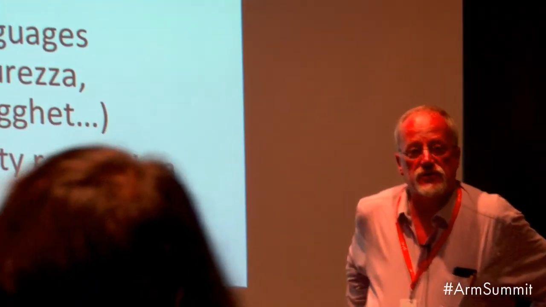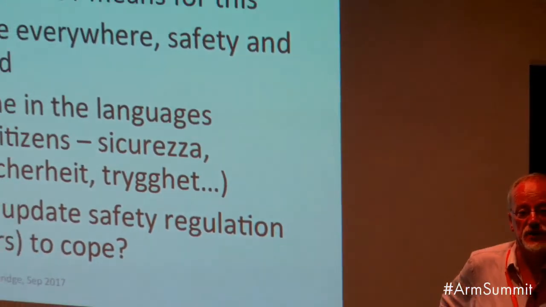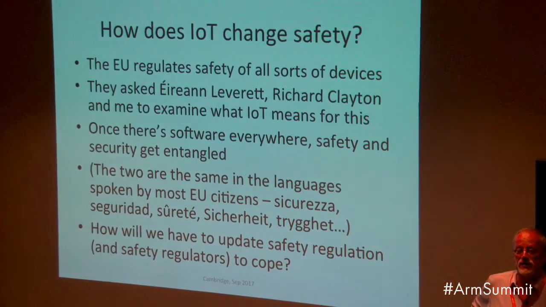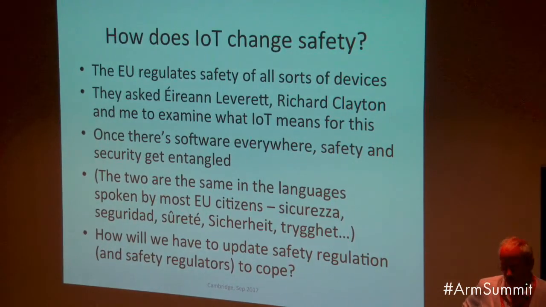Because the European Union regulates the safety of all sorts of devices. There's over a dozen different verticals with rich, deep regulatory regimes that have evolved over many decades. And last year, the European Union asked two colleagues and me, Eireann Leverett and Richard Clayton and me, to do a research project to examine what the Internet of Things would mean for their regulatory infrastructure.